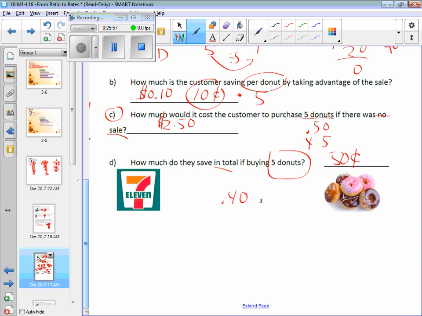Since it says the sale is 5 donuts for $2, and this one is 5 donuts with no sale, $2.50, and you're saving 10 cents on each donut, 50 divided by 10. Wait, no, I did it so easy. What I did is just took this away.